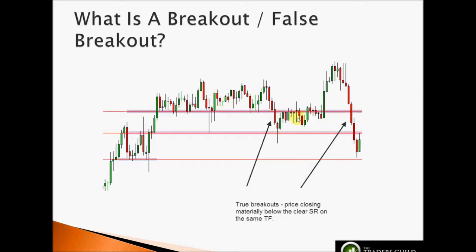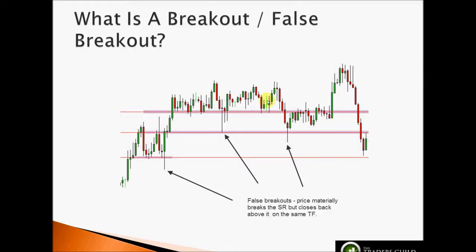So if we go to a chart example, if we look at this example here, we can see we've got a clear support resistance zone, price moves down, and we have a confirmed breakout. Same here, price moves below this support resistance zone, we have a confirmed breakout, okay? Same chart, if we look at these three, we have price moving below the support resistance zone, but on the same time frame, it closes back above. Okay, so that's a false breakout.